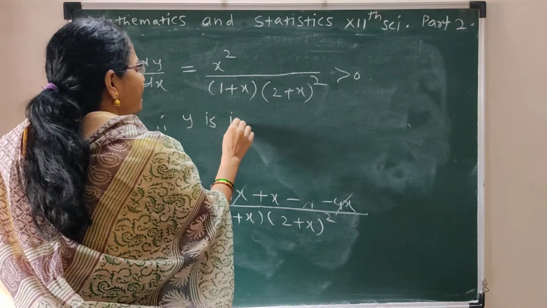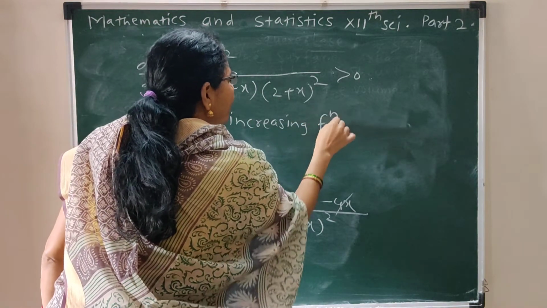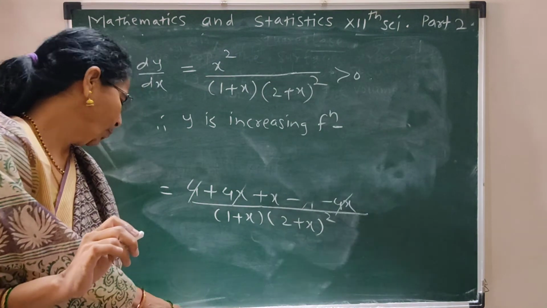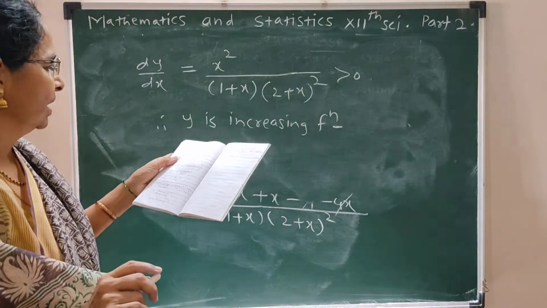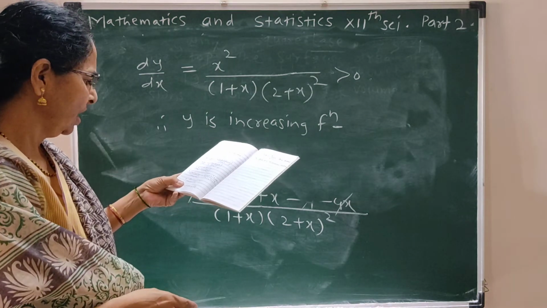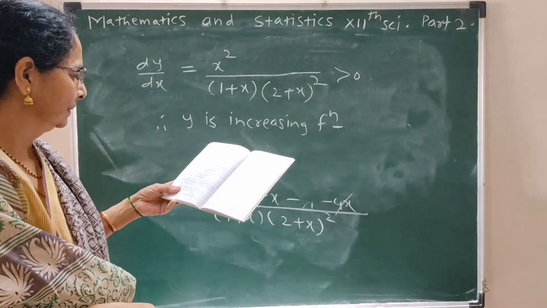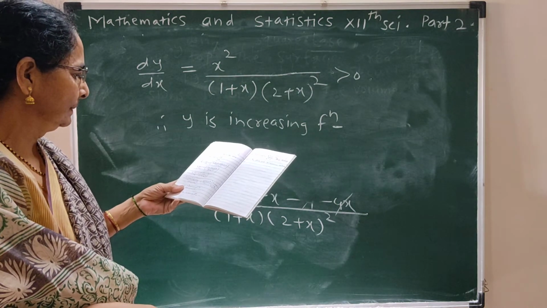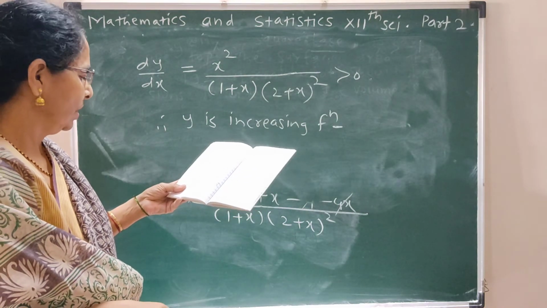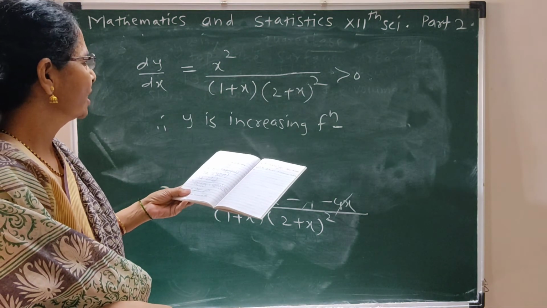Therefore, y is increasing function, and this we have to show. Y is increasing function. Value of this is x square upon 1 plus x, 2 plus x square.